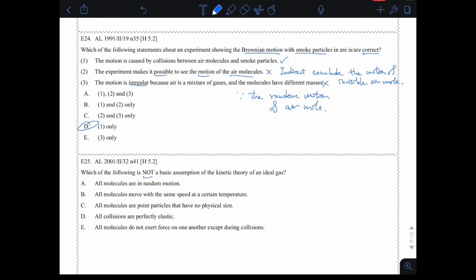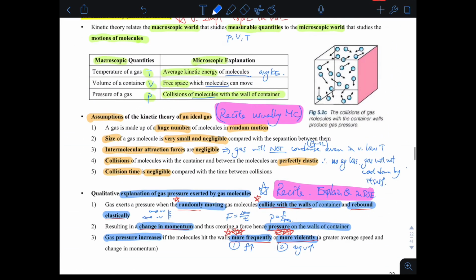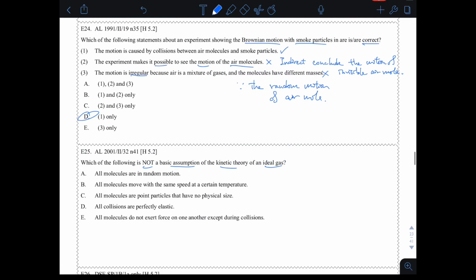Next, which of the following is not a basic assumption of the kinetic theory of ideal gas? For the assumptions of ideal gas, you really have to focus on the assumptions here. All molecules are in random motion. Yes, this is our assumption. All molecules move with the same speed at a certain temperature. This is wrong because it is a distribution.